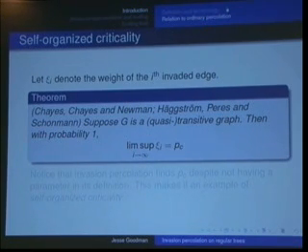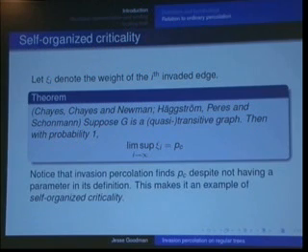Another relation to percolation is the following theorem. If I look at the weights that I invade as a sequence of numbers, the weights that I invade in my invasion process, then with probability 1 on a wide class of graphs, they tend towards PC. And so this means that invasion percolation is what's called an example of self-organized criticality.